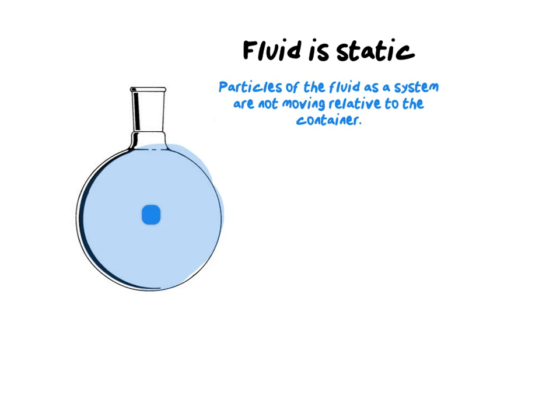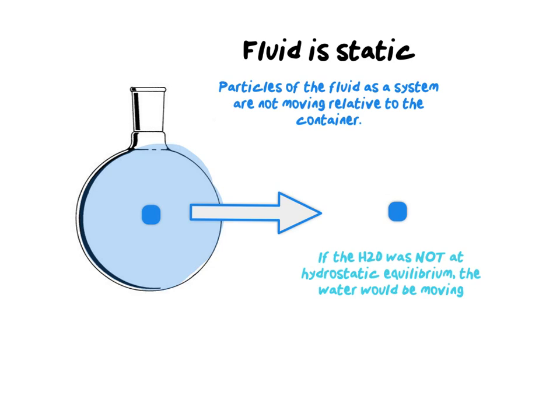So let's isolate a little amount of water in this flask. We'll draw a square, and we'll say that we are going to focus on just that little piece of water to understand the hydrostatic pressure. If the hydrostatic pressure was not at equilibrium, the water should be moving. However, it's not moving. So let's draw the same example that we did before, but now in terms of pressure.